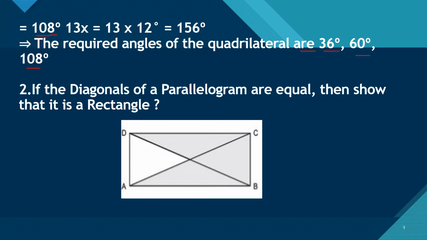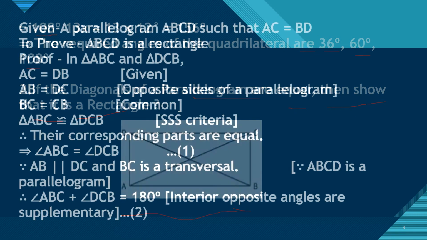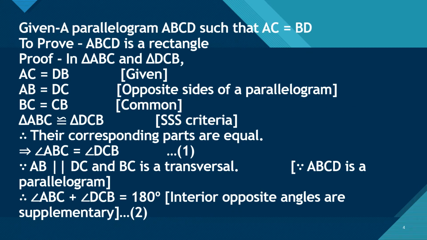If the diagonals of a parallelogram are equal, then show that it is a rectangle. So this is the figure. So let's move on now. Given a parallelogram ABCD such that AC is equal to BD. We have to prove that ABCD is a rectangle.